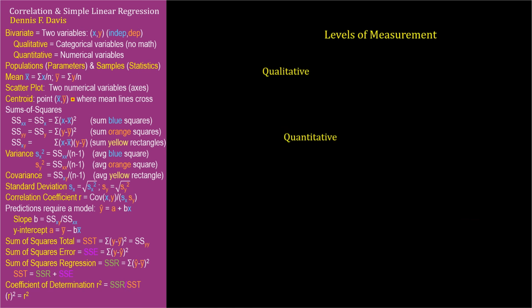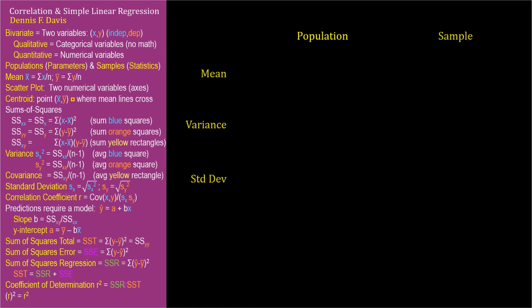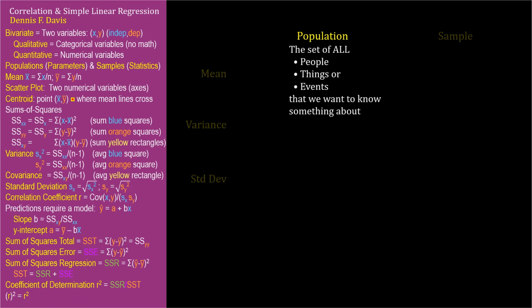Okay, the next topics to review on our statistics outline are population, sample, mean, variance, and standard deviation. A population is the set of all people, things, or events that we want to know something about. Members of the population have attributes, either categorical or numerical variables, that we want to evaluate and analyze. When a population consists of people, it might be all the voters in a state, or all the women attending a certain college, or all the patients with a particular disease.